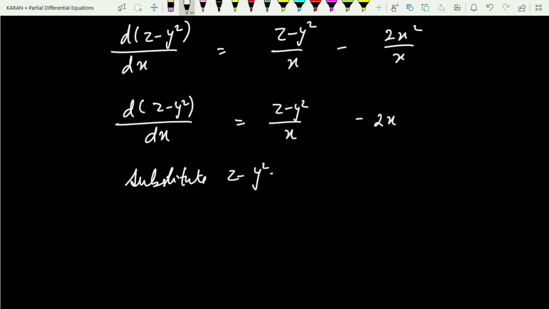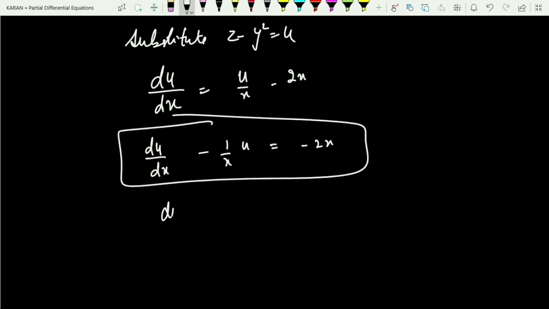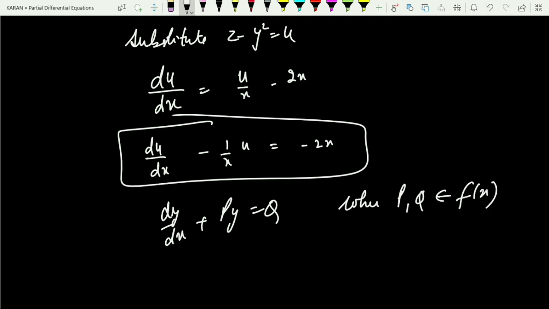And now if I substitute z minus y square to be u, what will happen? So this thing will be du by dx, right? And this will be u upon x equals minus 2x, right? And now if you bring all the terms on one side, that is du by dx minus 1 by x times u equals minus 2x. Isn't it of the form dy by dx plus py equals q, right? Where p and q are functions of x. Yes or no? So this is of the form of the ordinary linear differential equation.